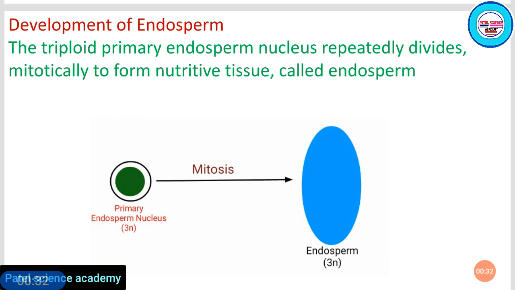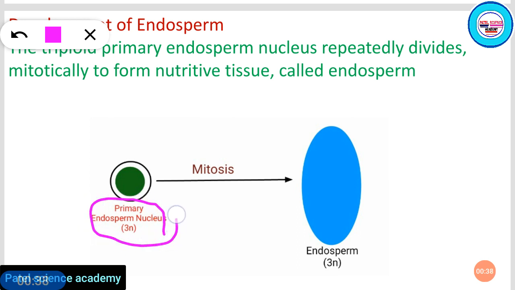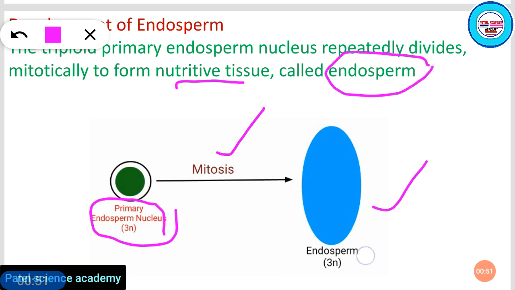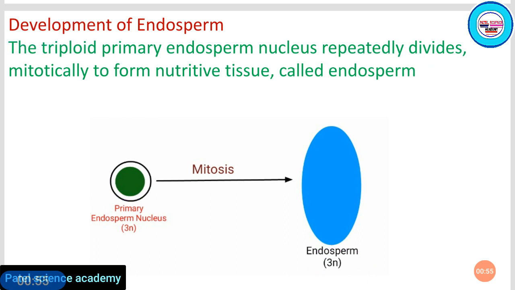Let's see it one more time. The PEN, which is triploid in number, is the primary endosperm nucleus. It divides and redivides by mitotic cell division to form the nutritive structure, and that nutritive structure is called endosperm. This is that endosperm. How does this 3N come? I am explaining it right now.